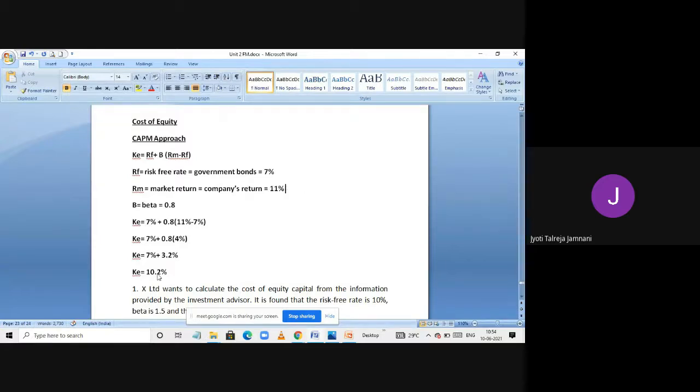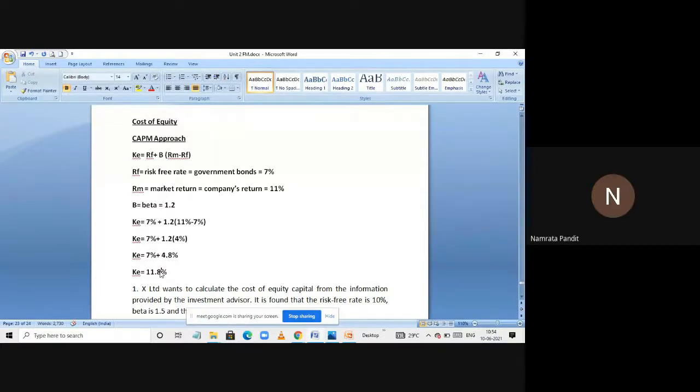Now suppose I change this beta to 1.2. So market beta is 1 rupee. Your beta is 1 rupee 20 paise loss. So here instead of 0.8, let's take 1.2 and do it. Can anybody do it for me? 1.2 into 4. 4.8. Now see, 7 plus 4.8. How much do you get?